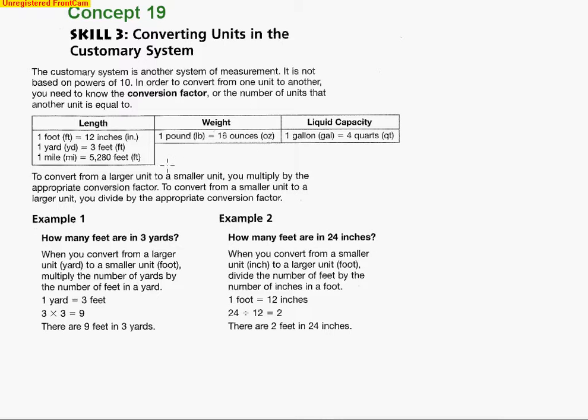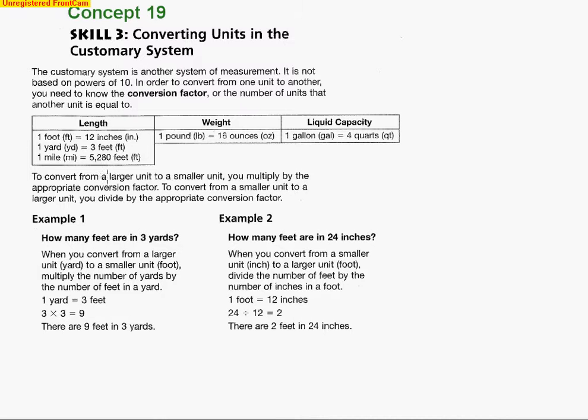So we need to remember that there are 12 inches in a foot. We need to remember that there are 3 feet in a yard and 5,280 feet in 1 mile. We also need to memorize 16 ounces equals 1 pound and 4 quarts equals a gallon. So we're going to memorize these and be able to solve or convert from, for instance, how many feet are in 3 yards. Well, what we need to know is this.